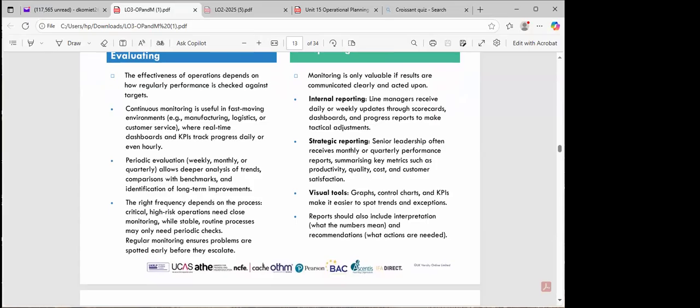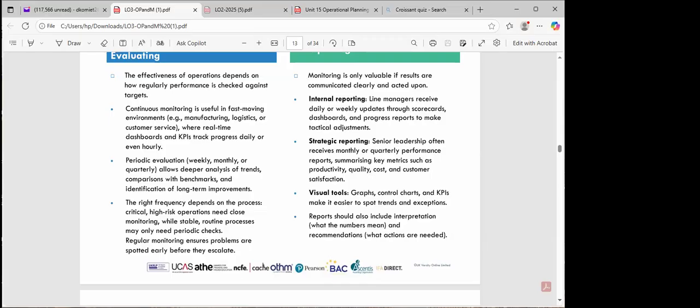You should have at least some periodic evaluations. It could be quarterly, monthly, or mid-year. There should be continuous monitoring as well. Continuous monitoring is useful in fast-moving environments, e.g., manufacturing, logistics, or customer service, where real-time dashboards and KPIs track progress daily or even hourly. Periodic evaluation, weekly, monthly, or quarterly, allows deeper analysis of trends and comparisons with benchmarks.